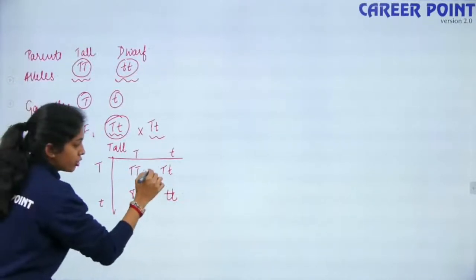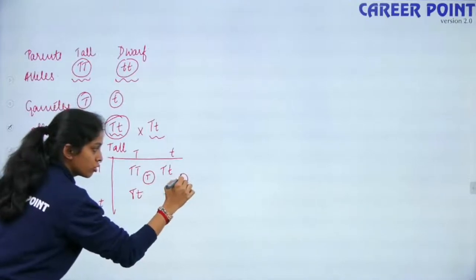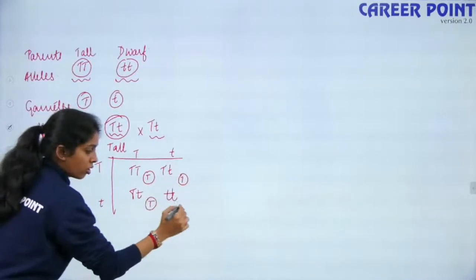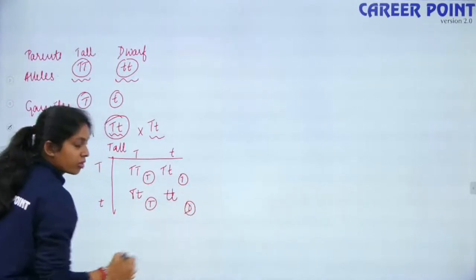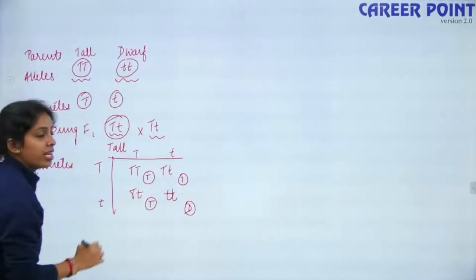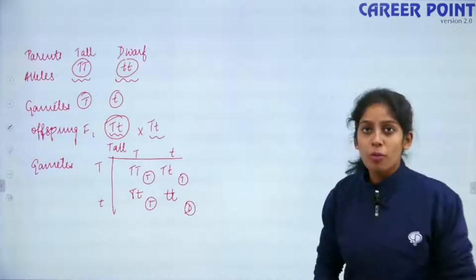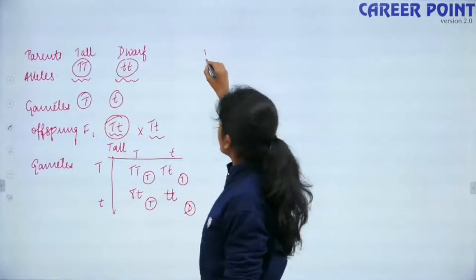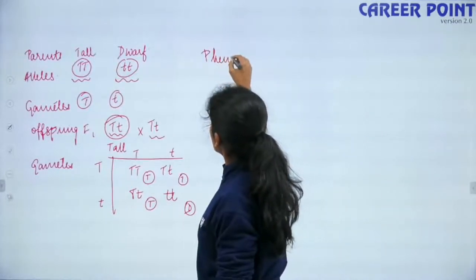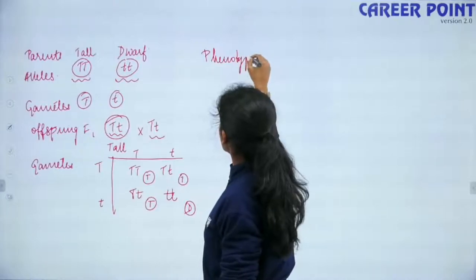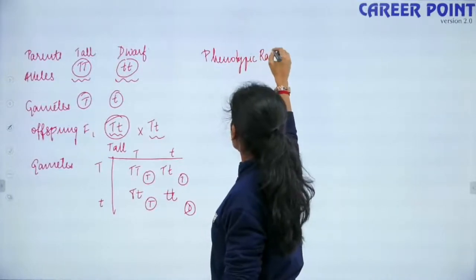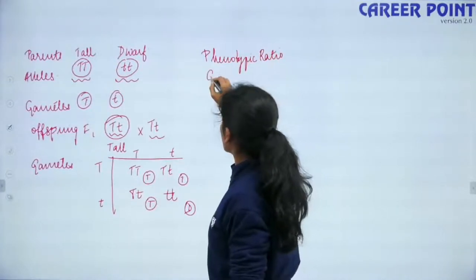So this is tall. This is also tall. This is also tall. And this is dwarf. Right? So this is the inheritance of one gene. This is how you write in the form of alleles. Now here you have to understand two terms: what is phenotypic ratio and what is genotypic ratio?